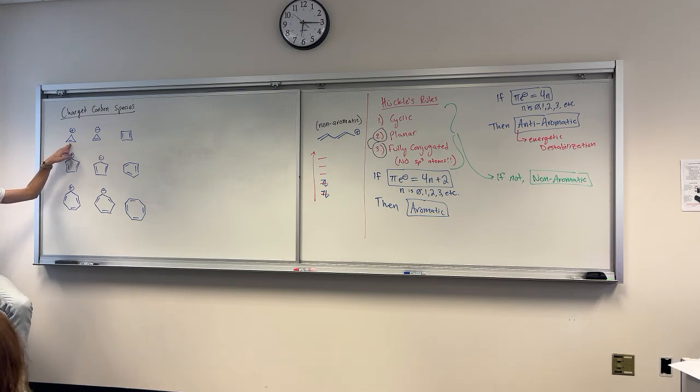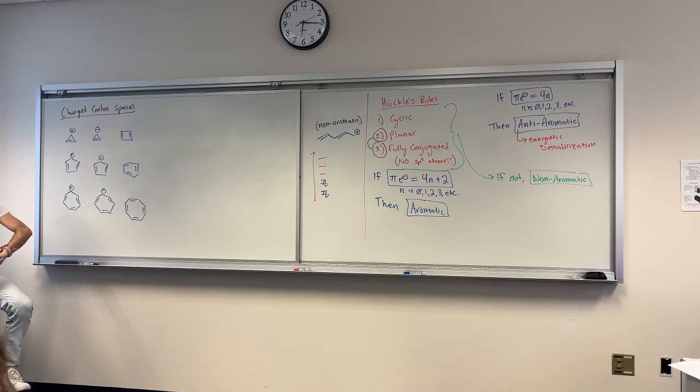What about fully conjugated? There are no sp3 atoms. This cation is sp2, and the alkenes are sp2. So how do the pi electrons work? Is it aromatic or anti-aromatic? How many pi electrons? 2. So which equation does it meet? Killian says it meets aromatic. Would you agree?